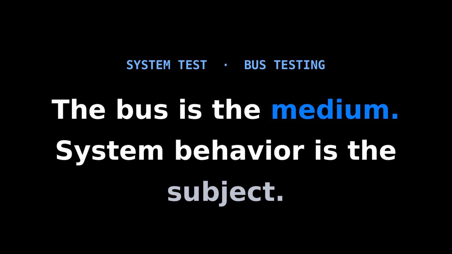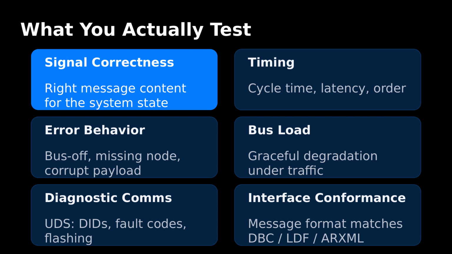System test usually does not test the bus protocol itself, which is a job of lower level testing. But what a system test does is validate the end-to-end behavior using the bus as a medium. So, for example, you answer questions like: is the message content correct for the given system state? Are messages sent at the right cycle time with acceptable latency? Or does diagnostic communication work properly?